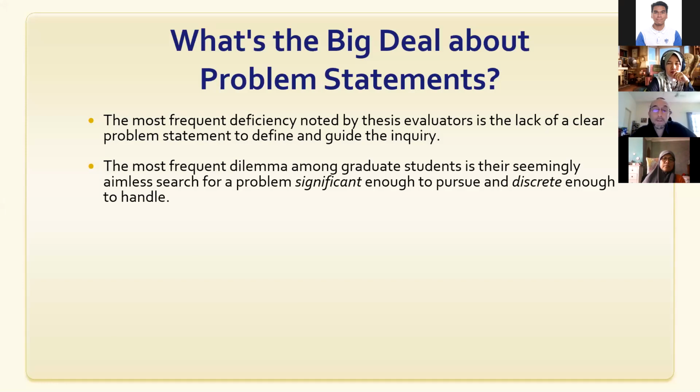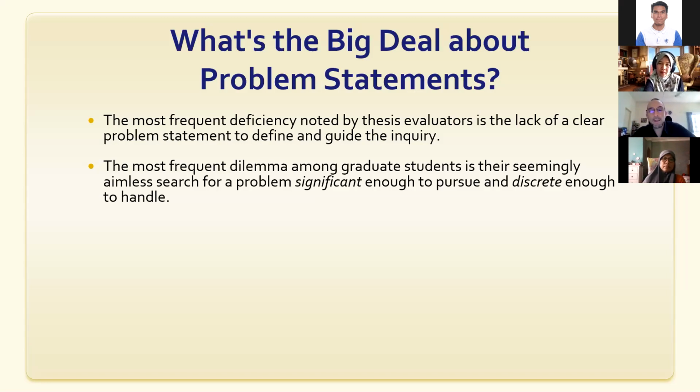Okay, and oftentimes students don't exactly explain how this problem that they have come up with is a problem. Who is it a problem for? In what way is it a problem? Okay, is it resulting in the government losing money? Is it resulting in negative health outcomes? Is it resulting in students dropping out from school? What is the significance of the problem that you're trying to study?